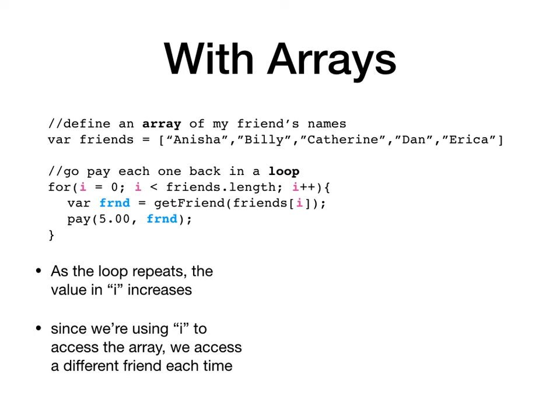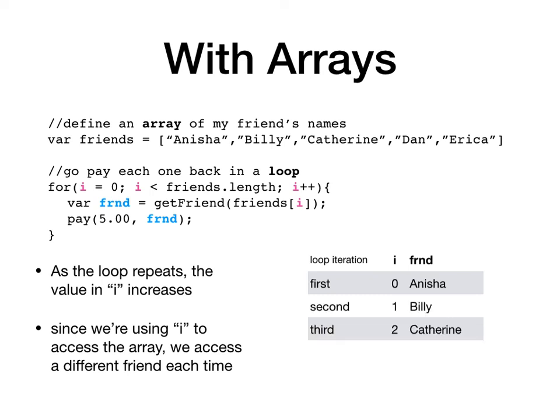Again, I hope we're seeing that this is the power here. You can write the same code to do much more complex things. So let's look quick at the iterations. On the first iteration, i is 0, and the friend we find is Anisha. On the second one, it's Billy. Third one, it's Catherine. Fourth one is Dan. Fifth one is Erica. And we pay them all the $5 we owe them. Ta-da. Fantastic.